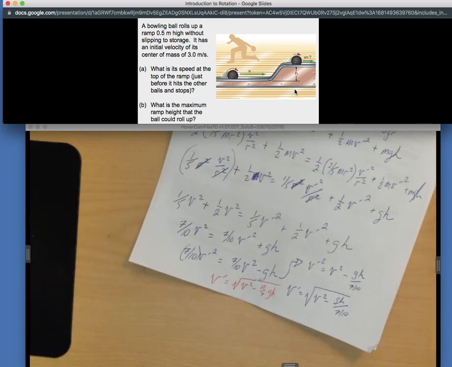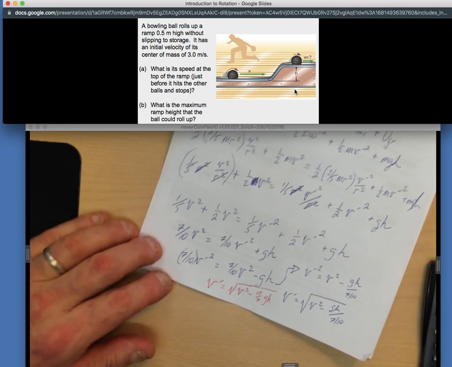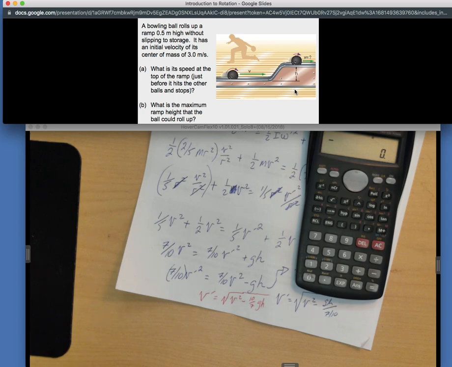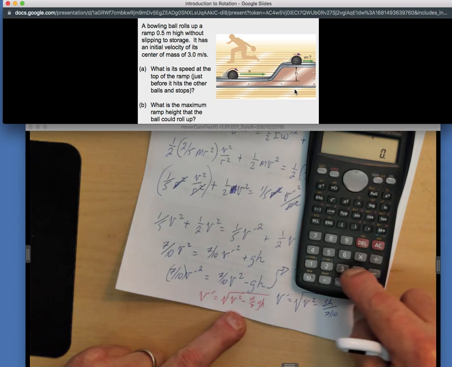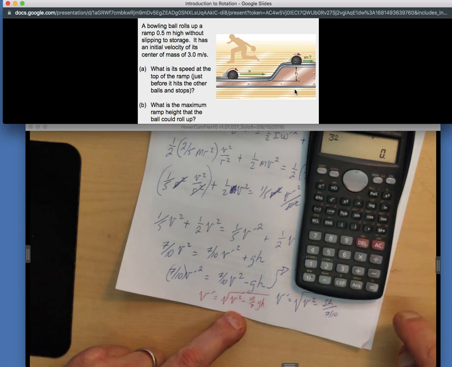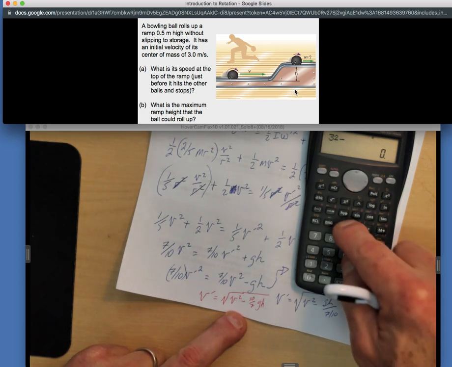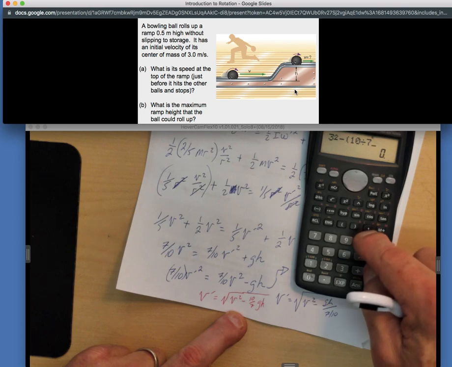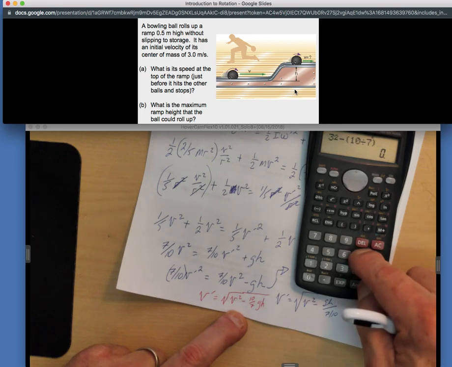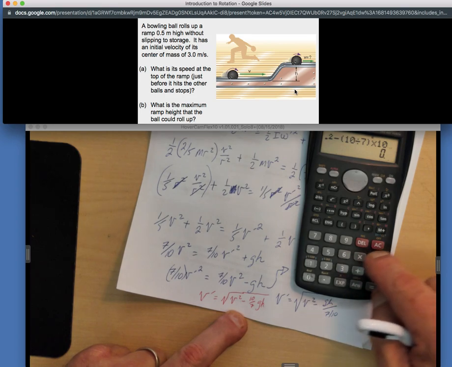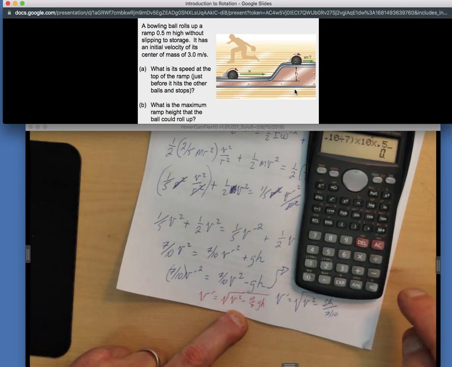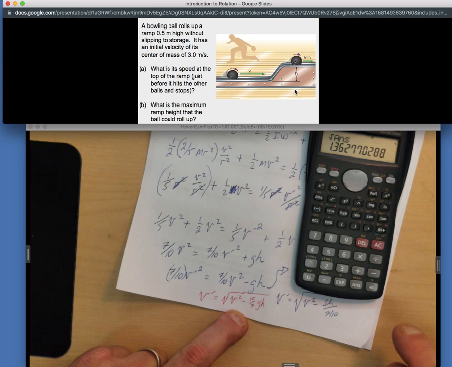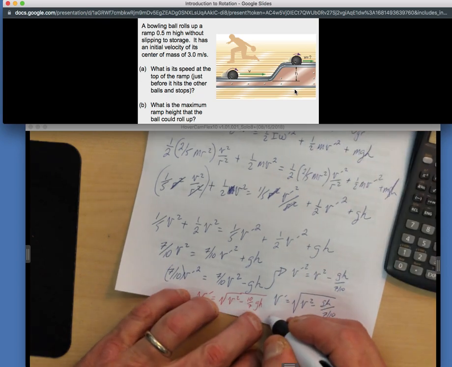And now it's just math. Now you just stick the numbers in, right? So now the answer would be, how fast is the ball going at the top of the ramp? I don't know. How fast was it going before? 3? So the square root of 3 squared, 9, minus, I better use parentheses here, 10 minus 10/7 times g times h, what was that, 0.5, right? Times 0.5 meters. And I get a number here, and I take the root of that number, and I get 1.36 meters a second.